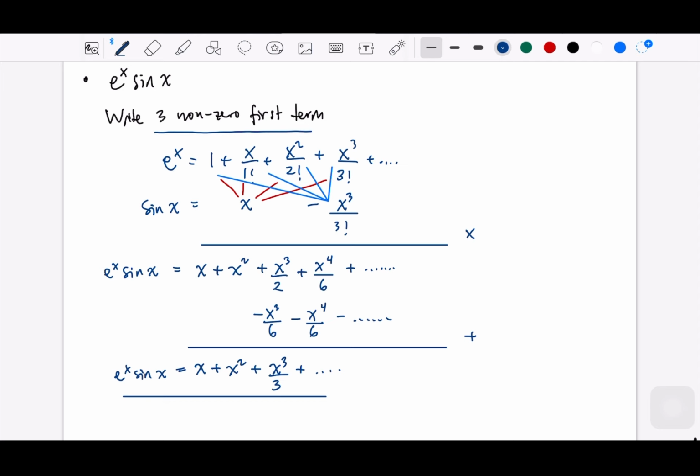Okay, so that's one way to see the multiplication. We can also use division. Okay. For example, the tangent x.